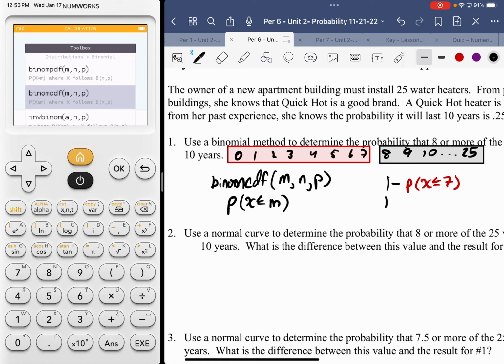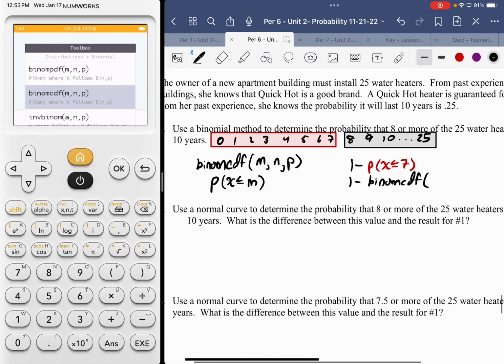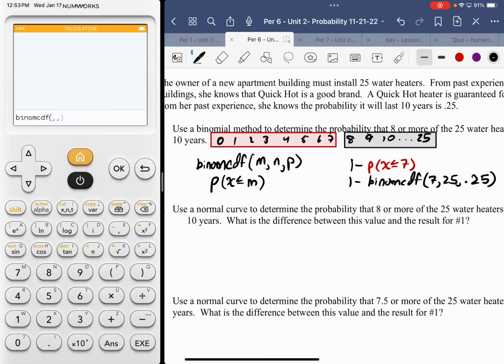So 1 minus binom CDF, 7, the number of trials 25, probability of success 0.25. That gets popped into your calculator. And we get about 0.273.